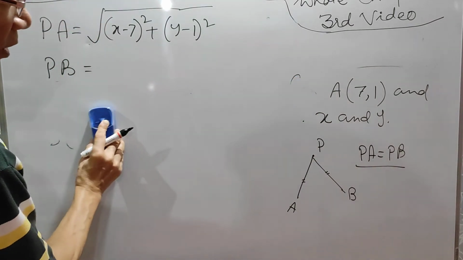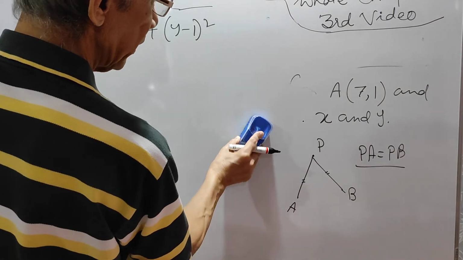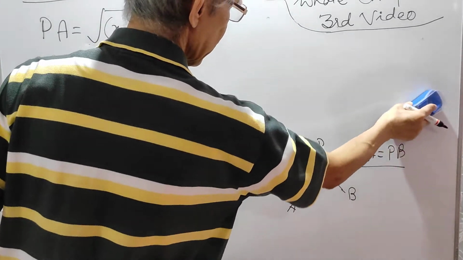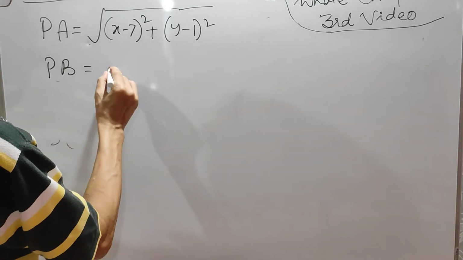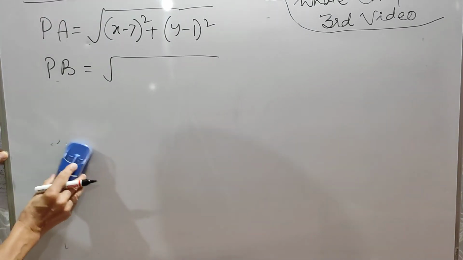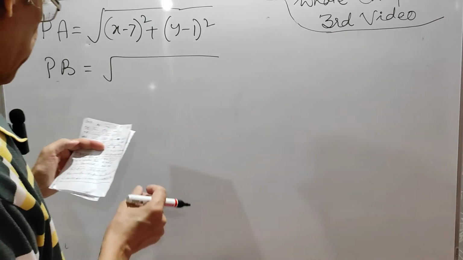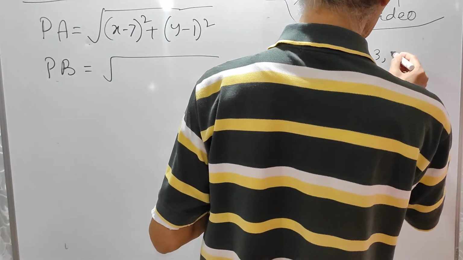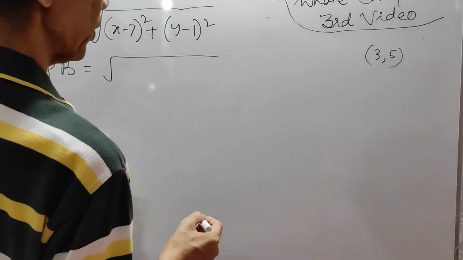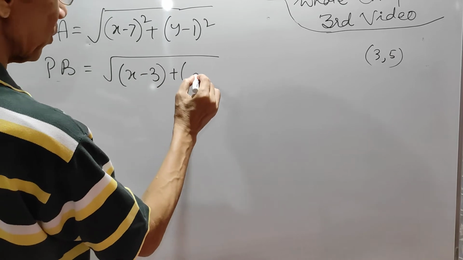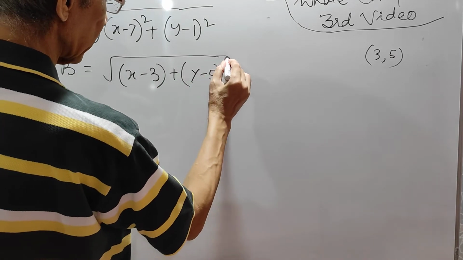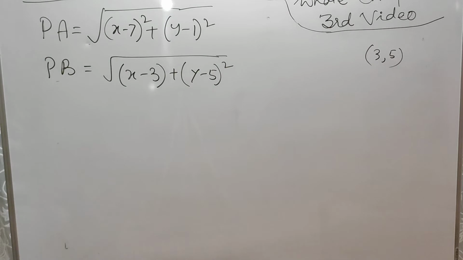And what will be PB? PB equal to what? Now P is (x, y), and B is (3, 5). That means (x minus 3) square plus (y minus 5) square. Okay, so (x minus 3) square, (y minus 5) square, and (x minus 7) square.